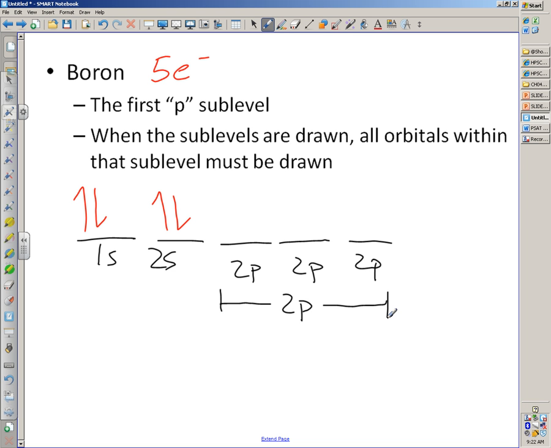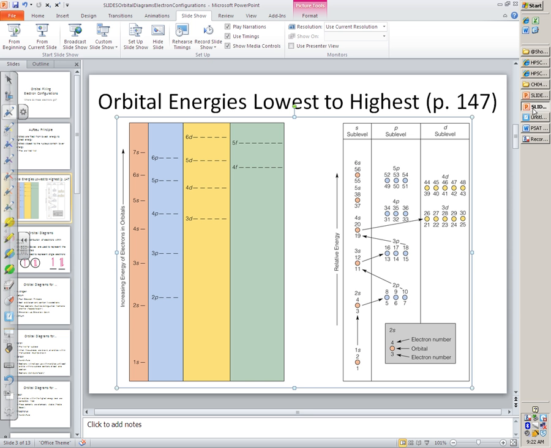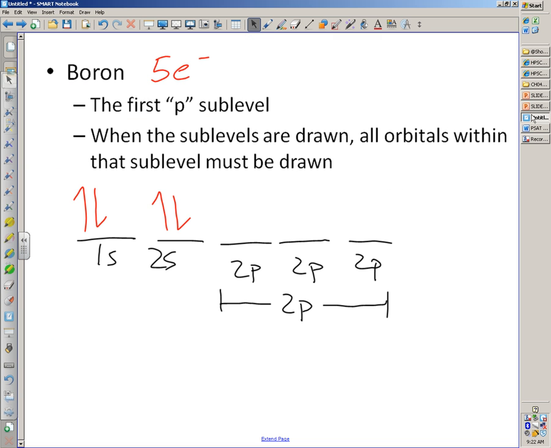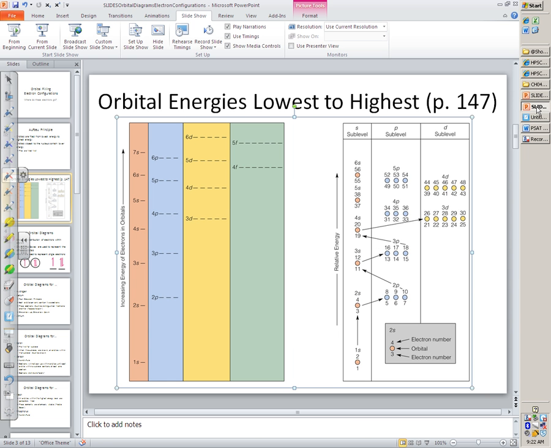How many electrons do we have to place? 1. Does it matter where we put them? No. If you look on the chart, they're all at exactly the same height as one another. It's not that one of the 2p orbitals has lower energy than the other 2p orbitals. They're all the same energy. So it really doesn't matter where we put that electron. Generally, we just fill it in the first one that we've drawn and go on with our day. Okay? Is that good for now? Next one, though. The next one that we run into is carbon.